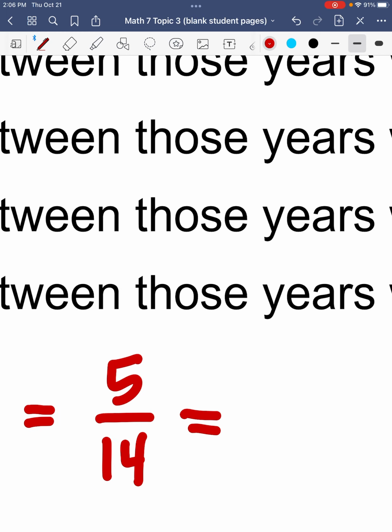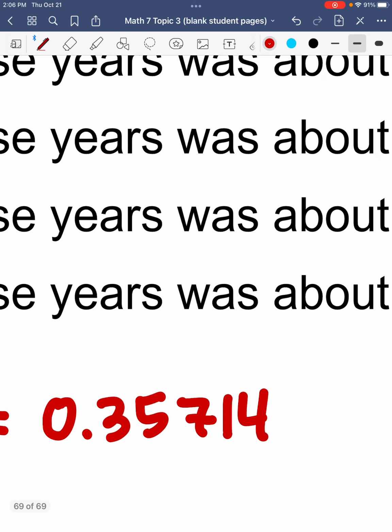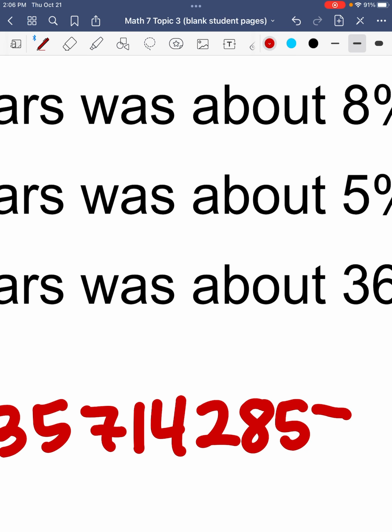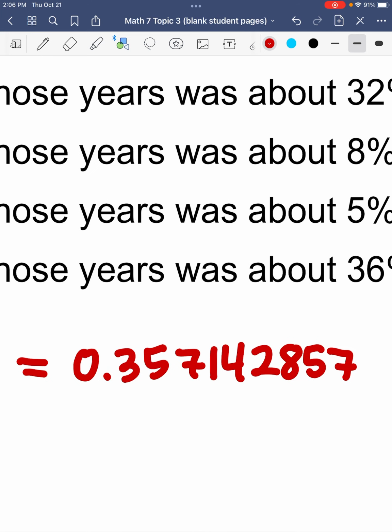when I put that into my calculator, I'm going to get another long decimal. I'm going to have 0.357142857. And it's going to keep on going, but that's just where my calculator cuts it off. So let's make that a percentage. To make that a percentage, I'm going to move that decimal once, twice to the right, so it's going to go in between that 5 and that 7.